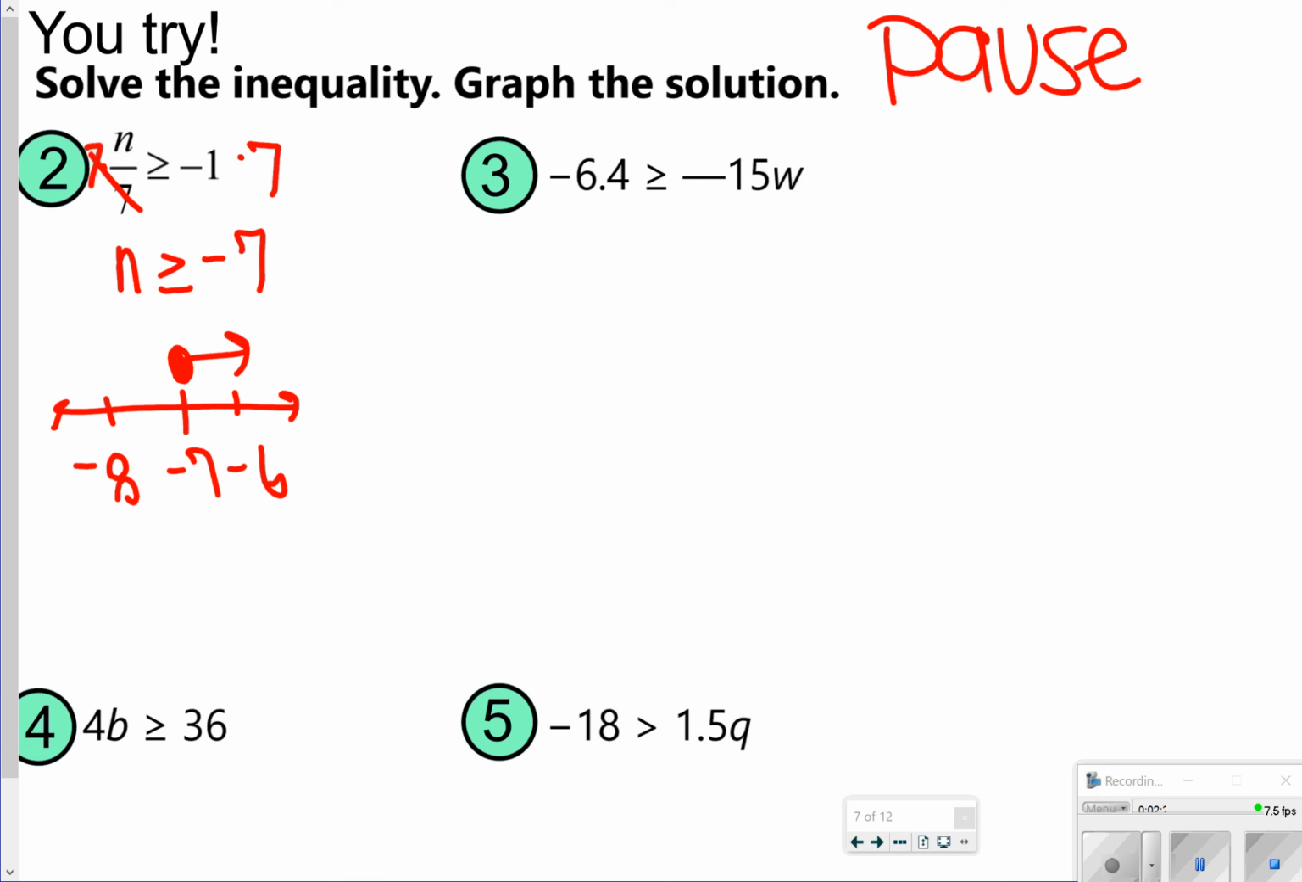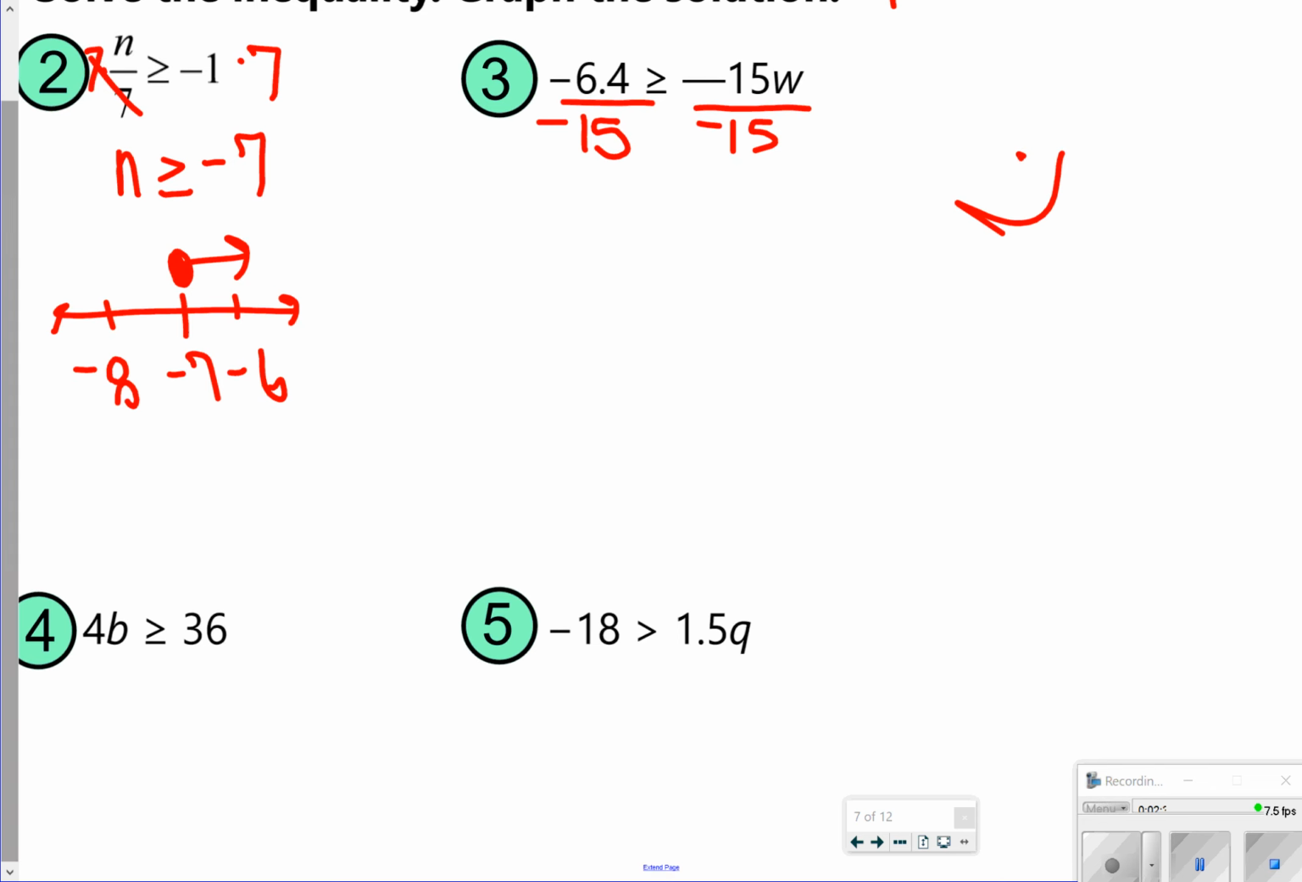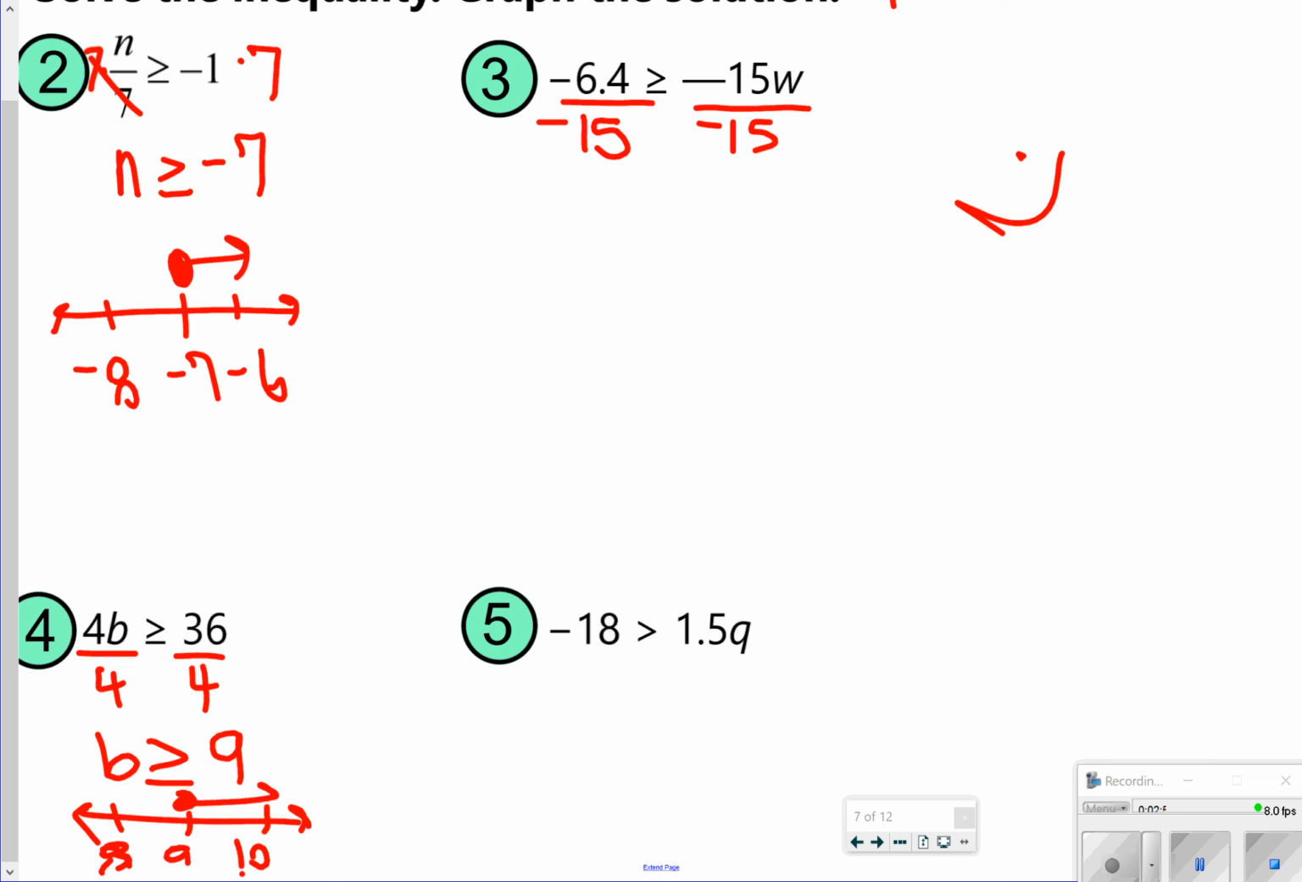For number 3, we're dividing both sides by negative 15. And this one I actually have not taught you about yet, but I'm going to show you that real quick. So I'm going to actually pause number 3 and come back to it. Number 4, you're just dividing by 4 to find your answer. So b is greater than or equal to 9. So on your number line for number 4, 8, 9, 10, we have a closed circle pointing right.